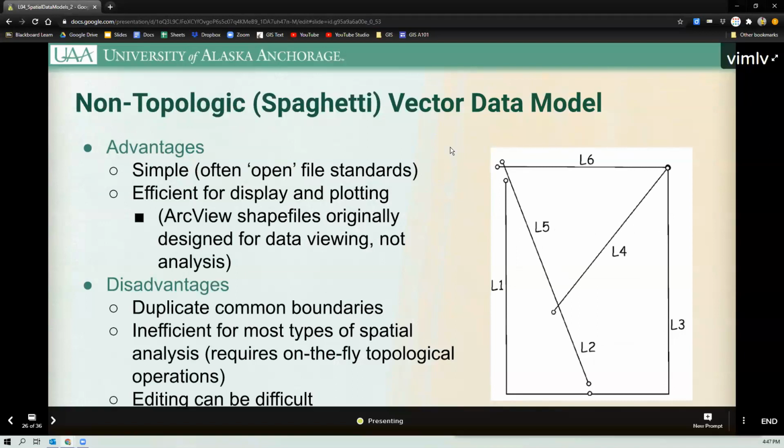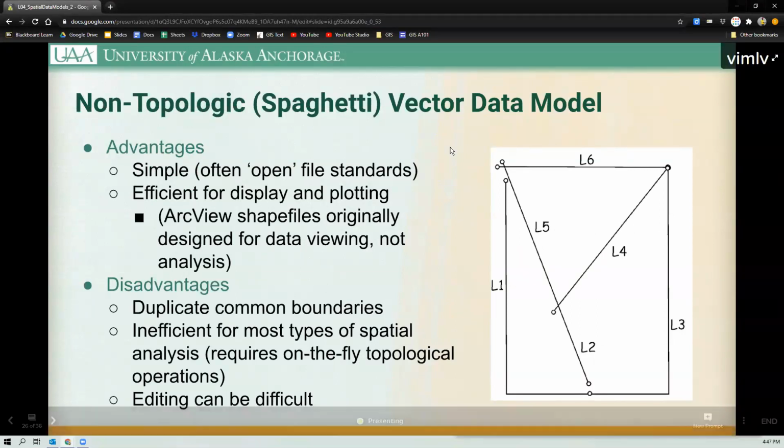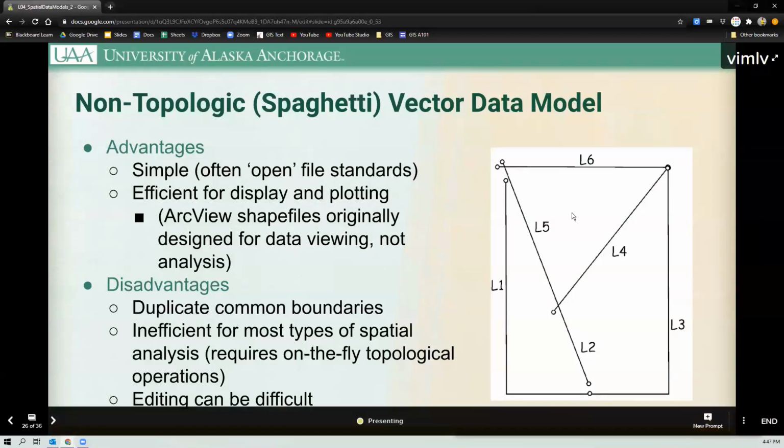So advantages and disadvantages of the spaghetti model. Like I said, it's fairly simple and it can be efficient. It's been around for a long time. There's not much to it. But the disadvantages is that it can allow errors into your data, and that it can cause editing problems for people down the road like me who end up with your error-ridden data and have to deal with and interpret that to the best of their ability.